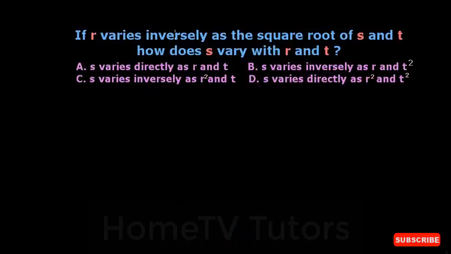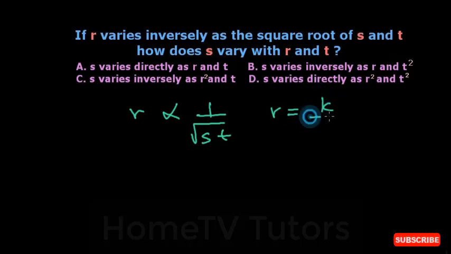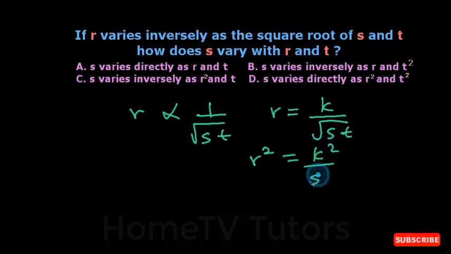If R varies inversely as the square root of S and T, how does S vary with R and T? Okay, so R varies inversely as the square root of S and T. That is, R equals constant over square root of ST. So if we make S the subject of formula, the square root will, we square both sides. So we now have R squared equals K squared over ST.